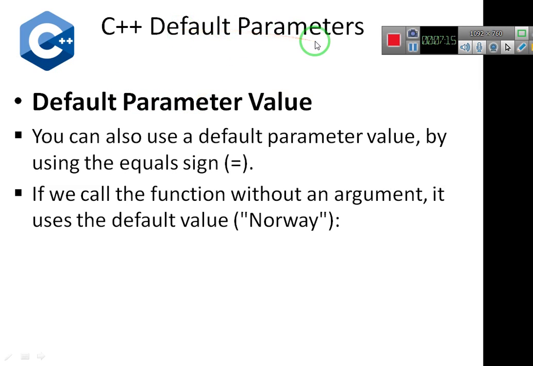Okay, now we are at default parameters. Then what is a default parameter? As in my very first video I told you about the default parameter. So you can also use a default parameter value by using the equal sign. Clear? If we call the function without an argument, it uses the default value Norway. So if the function requires the parameter but that parameter is not given, then it will take the default parameter. Otherwise the function will give an error that something is required and that requirement is not fulfilled by the user, so we must initialize the default parameter. If nothing comes from the user, then it will show the default parameter.